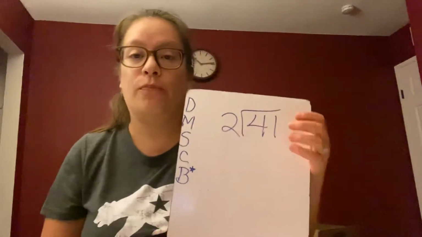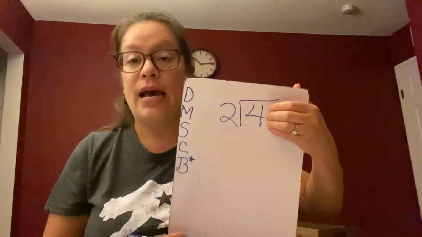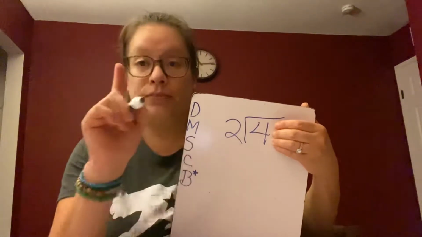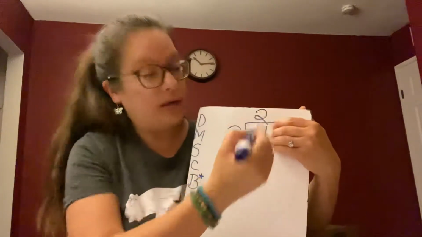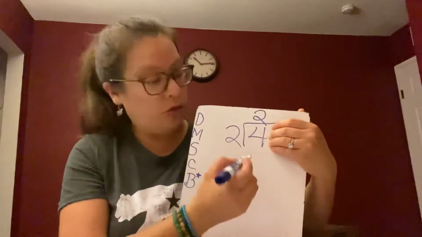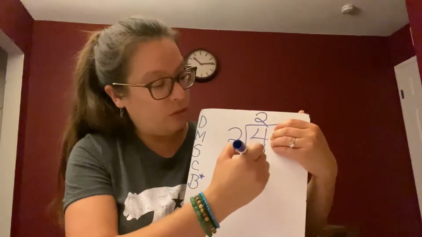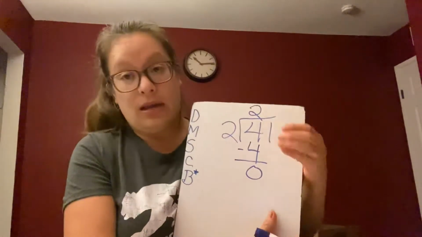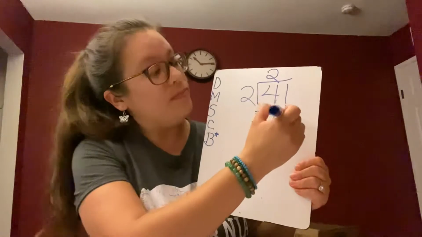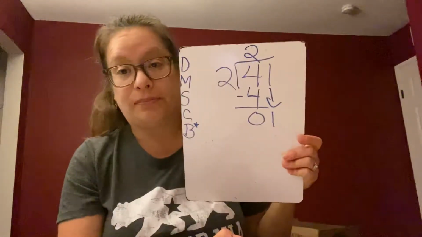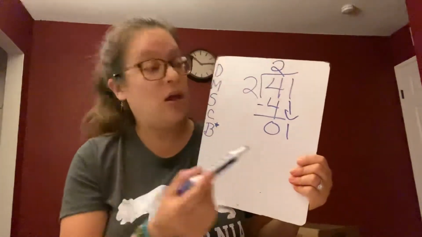41 divided by 2. Digit by digit. How many times can 2 go into 4? Twice. 2. Okay, now you multiply. 2 times 2 is 4. Subtract. 0. Can you bring something down? Yes. 1. Start over again.